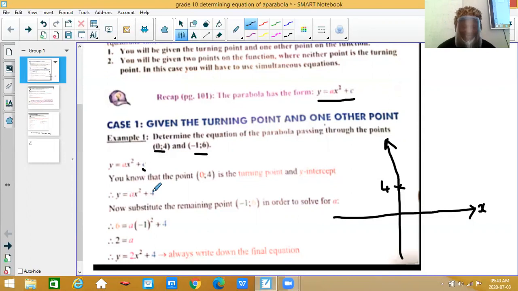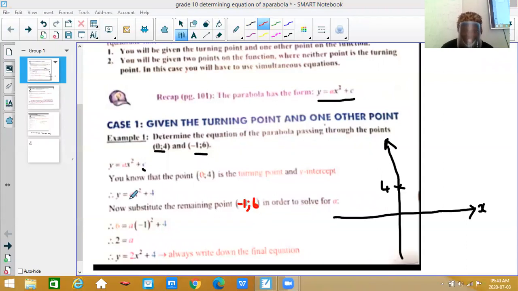Are you following? Great. Now, we need to substitute the remaining point. Which is the remaining point? We have point -1, 6. Here it is not very clear, but here it must be a 6. We've got -1, 6. This is the remaining point. Now, we have to substitute into this equation. Because this one is given in coordinate form, this one is x, and this one is y.